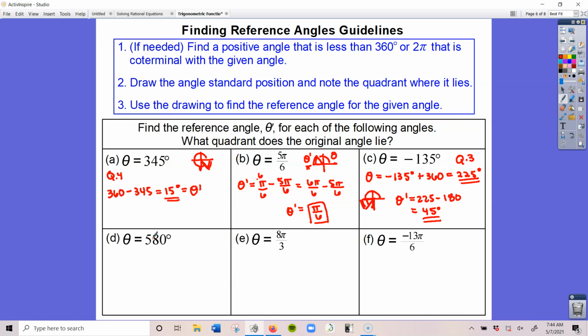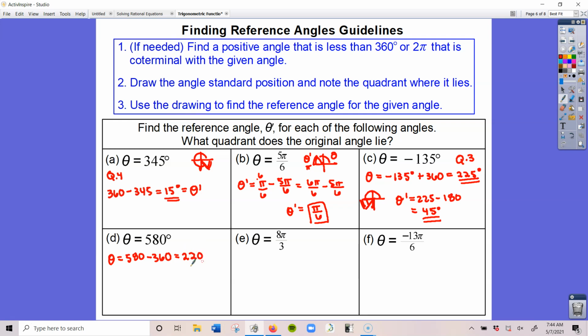Now over here we have 580 degrees, which again is more than 360, so I need to find that positive coterminal angle less than 360. So I'm going to first subtract 360 to get that coterminal angle. 580 minus 360 is 220.